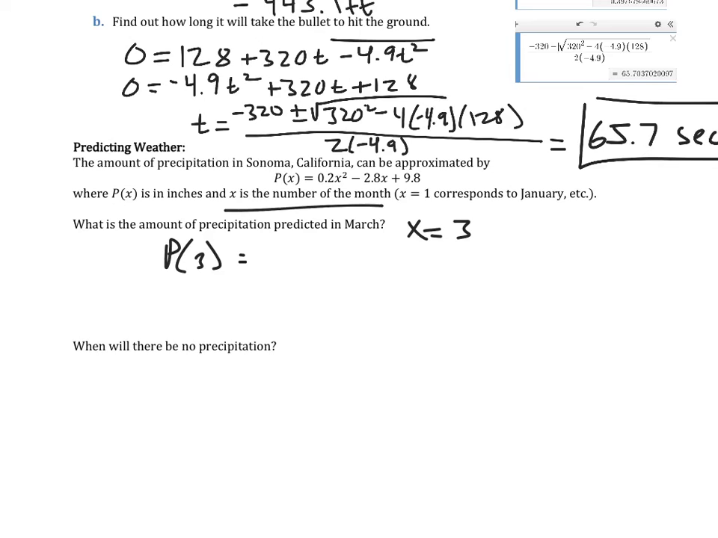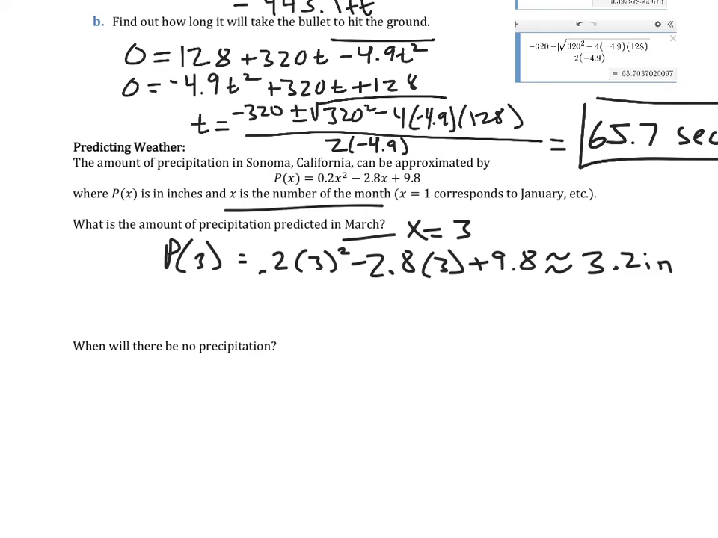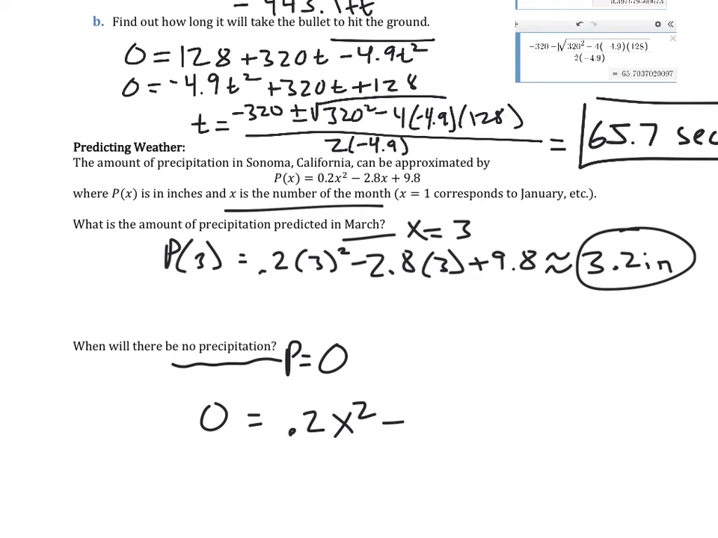So x is the month number. March is 3. So 0.2 times 3 squared minus 2.8 times 3 plus 9.8. Let your calculator do the work here, and this gives us a prediction of 3.2 inches of rain. All right, that's interesting. Well, when will there be no precipitation? p of x is the precipitation, so we want p to be 0. So 0 is 0.2x squared minus 2.8x plus 9.8.